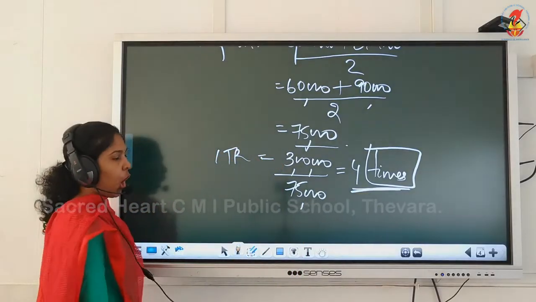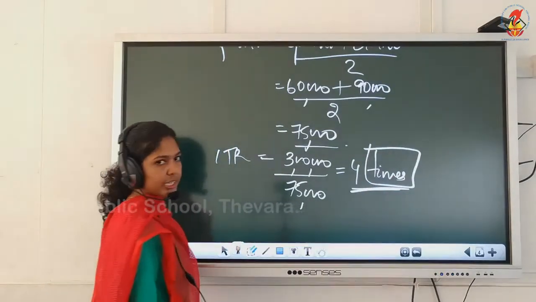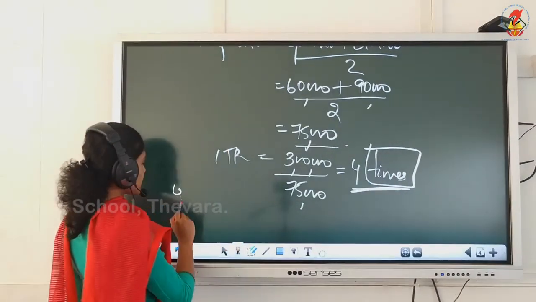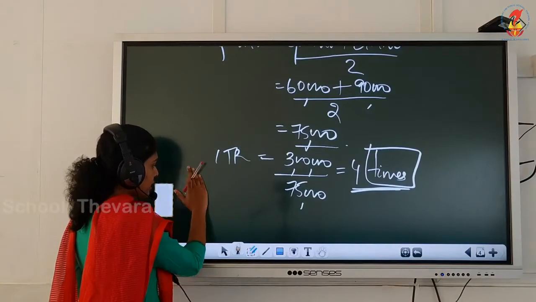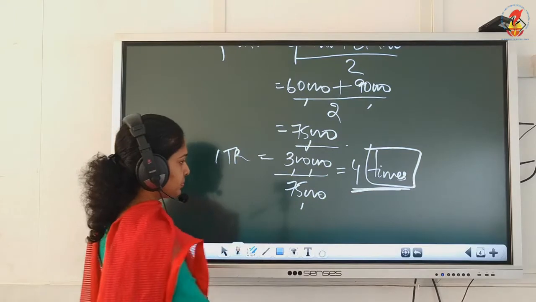Turnover ratios, all turnover ratios must be expressed in times. Those current ratio, liquid ratio and all, we used to write as pure ratio like 4:1. These turnover ratios must be expressed in times.